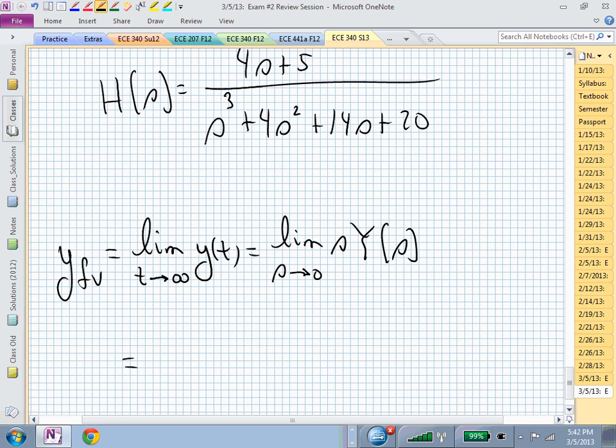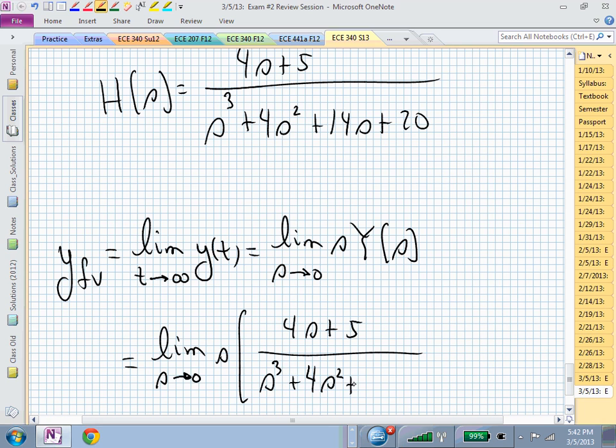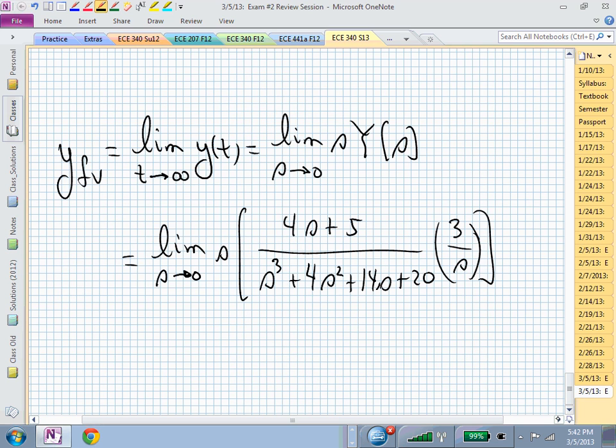Meaning for this system, we're now looking at the limit as s goes to 0 of s. And what is Y of s? Well, that's just H of s times X of s. We found H of s. And that's times now this X of s. This s cancels that s, and now we simply let s go to 0.